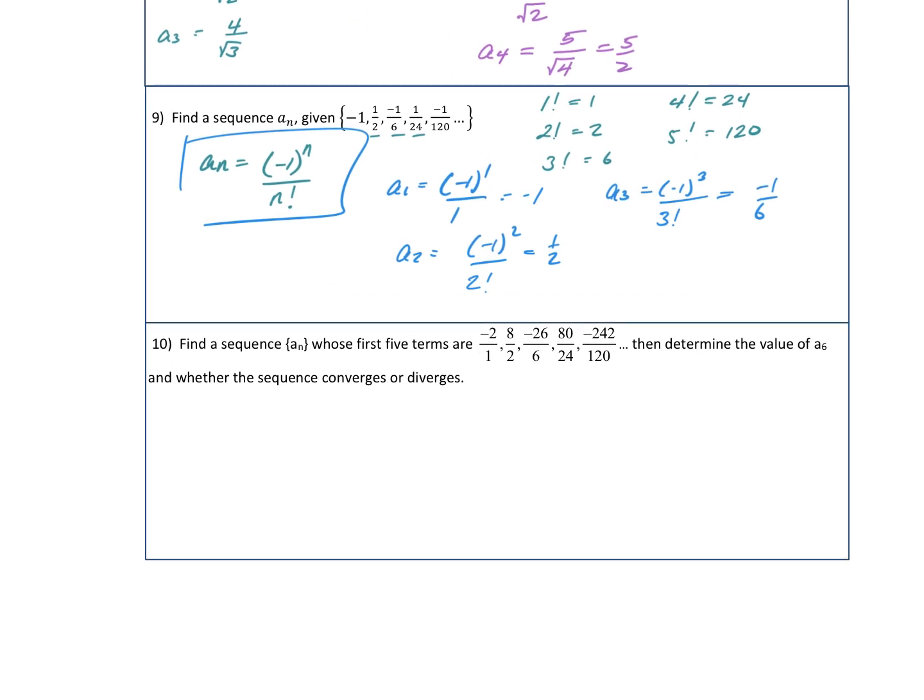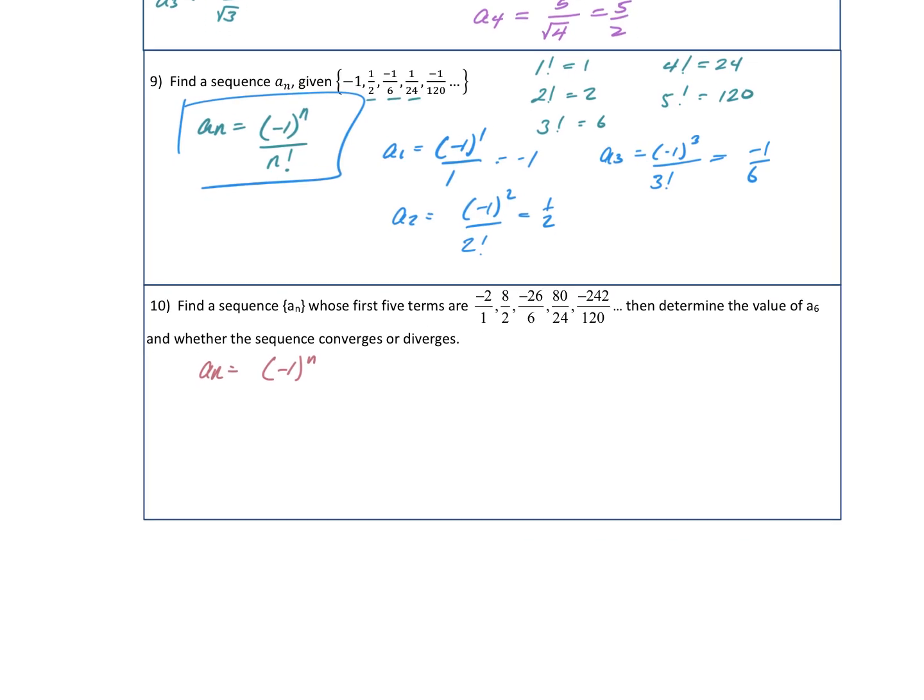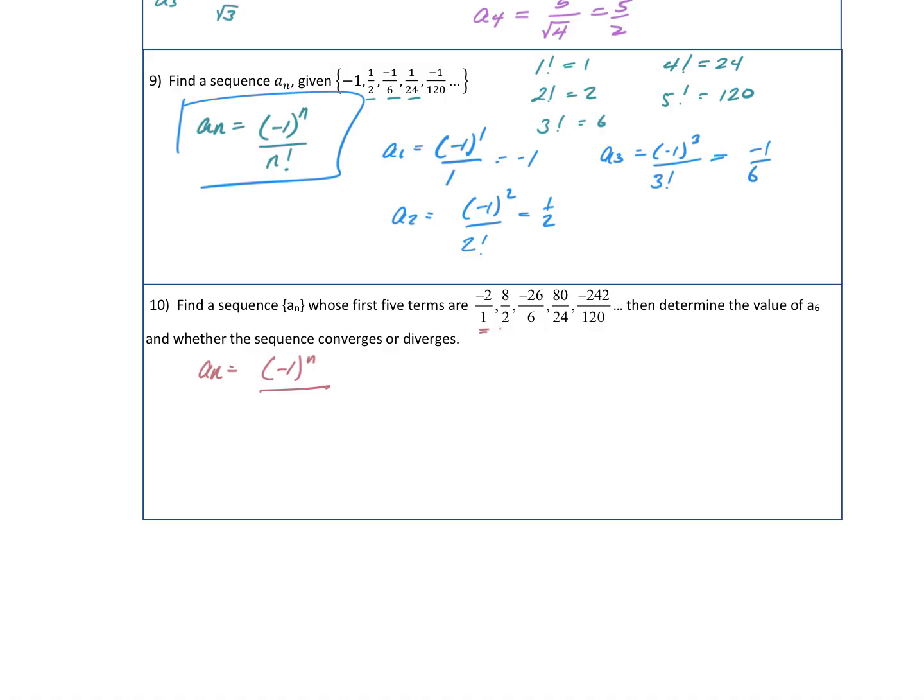And then the last one, find a sequence, determine the value, and if it converges or diverges. So this one's a little trickier. It definitely alternates, so we can definitely start with a sub n is equal to -1 to the nth power. The bottom is the factorials. This is 1 factorial, 2, 3, 4, 5, so that works out there. Now we just need to figure out the pattern of the top.